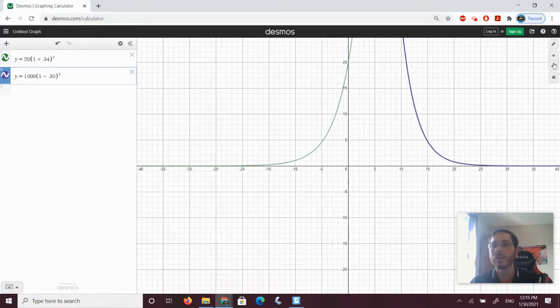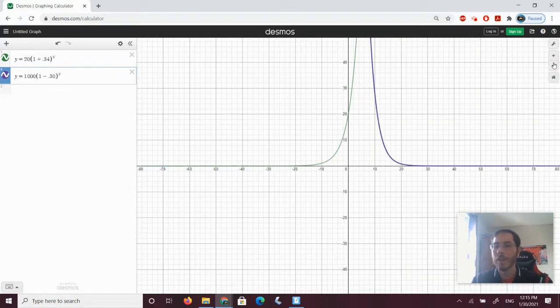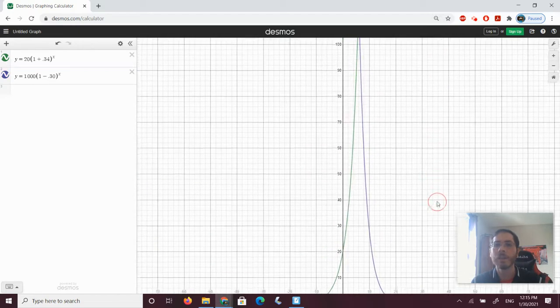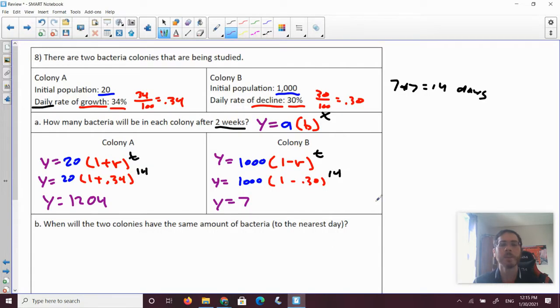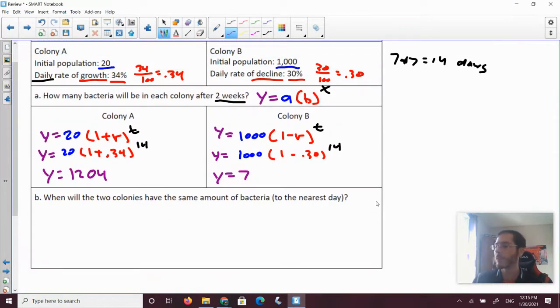So I can zoom out. I can see, okay, there's the decay. Now I can see it clearly going down. And just like we did with the systems of equations, we got to find where they meet. So they're going to meet right here. So after 6.025 days, they both have 117 bacteria. Well, this question only asks for how many days. So all I need to do is say it's going to be 6 days. So when will they have the same amount of bacteria? After 6 days.